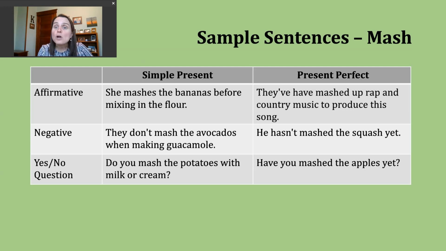So let's look at that process now for making a yes or no question. To do that, you start with have or has, whichever form matches your subject. That subject comes next, and then the participle form of the verb. Here's another one. Have you mashed the apples yet? And so again, maybe you're cooking with someone, right? And you want to know, has this action been completed?